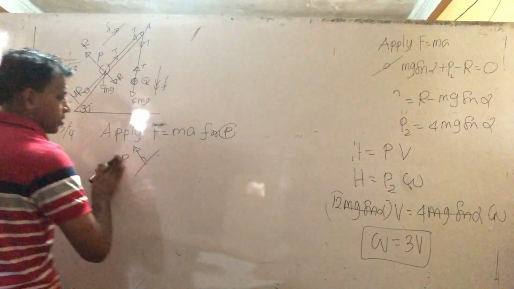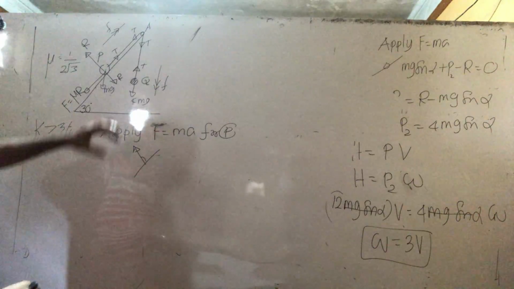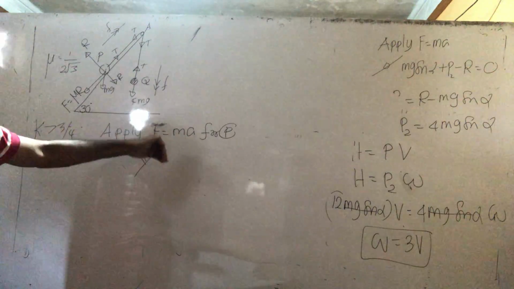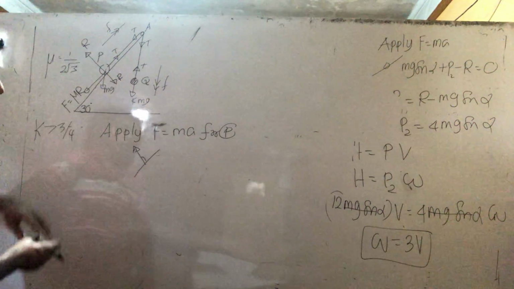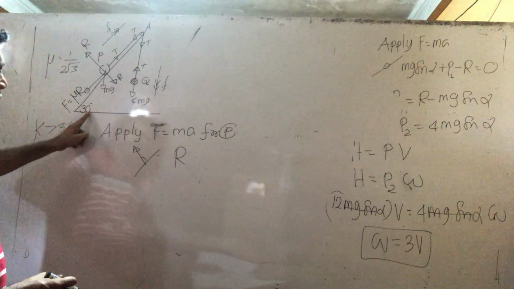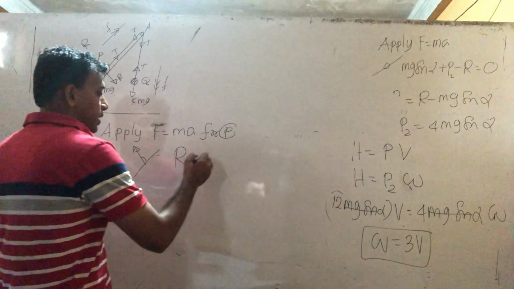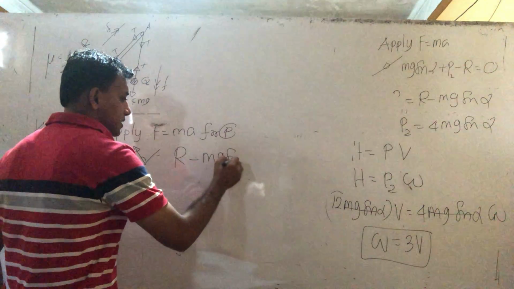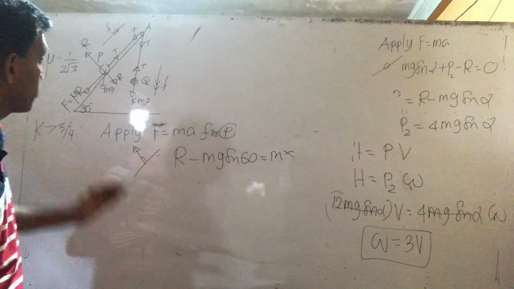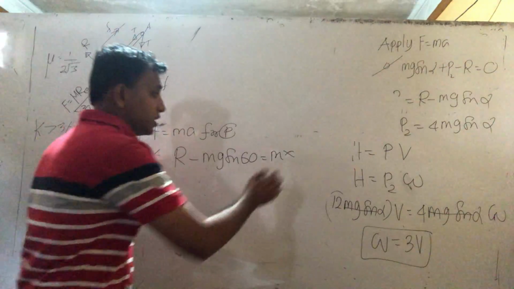For P, we apply the reaction R perpendicular to the slope. For the particle, this R is perpendicular to the slope, right? Here downwards. Here at 30, here 60: mg cos 60, mg sin 60. Minus mg sin 60 equals mass m times acceleration. What is the acceleration? The particle is moving along the slope, not jumping or projecting upward, therefore 0.